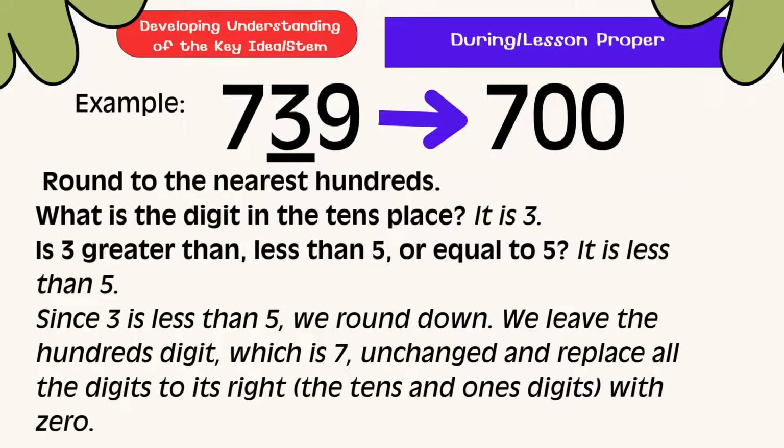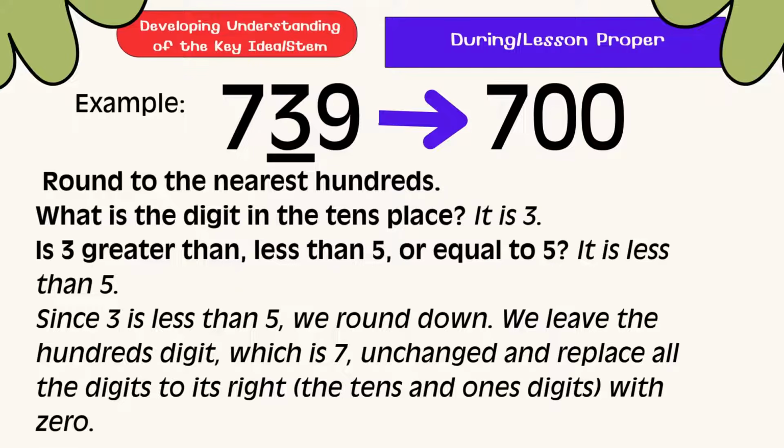739, round to the nearest hundreds. What is the digit in the tens place? It is 3. Is 3 greater than, less than, or equal to 5? Correct. It is less than 5. Since 3 is less than 5, we round down.